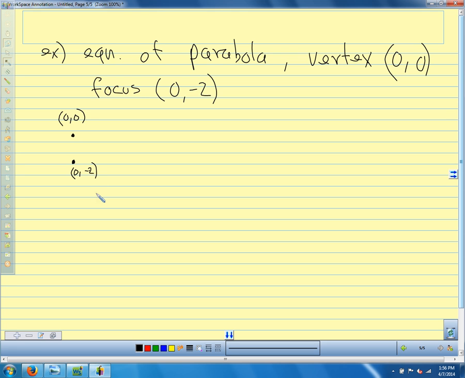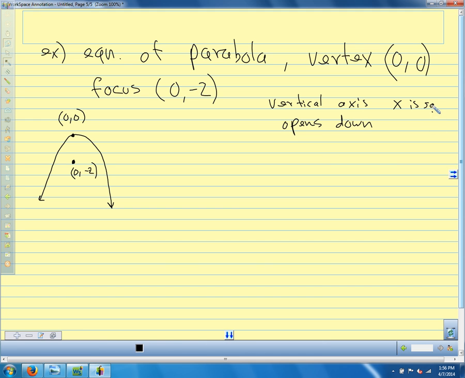So what does this tell us right away? Our parabola opens downward. So our parabola is going to look something like that. We know it opens down, and we know that we have a vertical axis. Vertical axis tells us what about the parabola? x is squared. The fact that we open down, what does that tell us about p? Positive or negative? p has to be less than zero, so if we come up with p being positive, we know we've made a mistake.